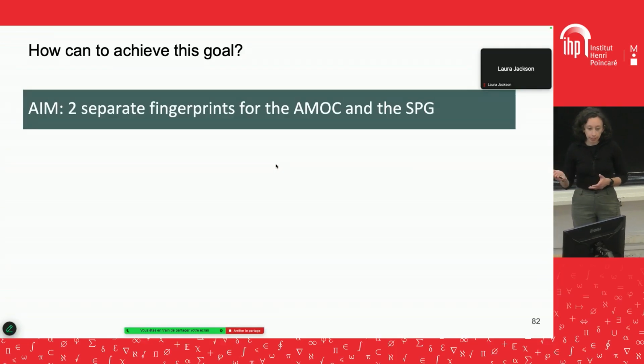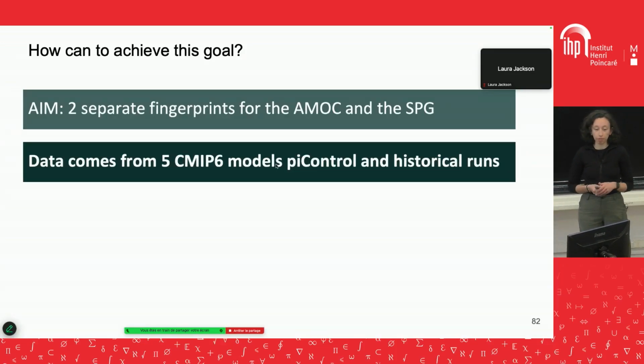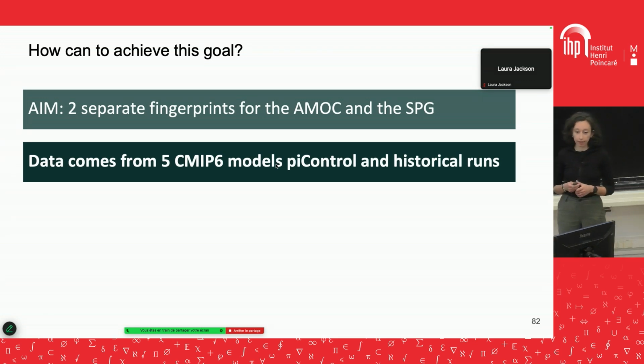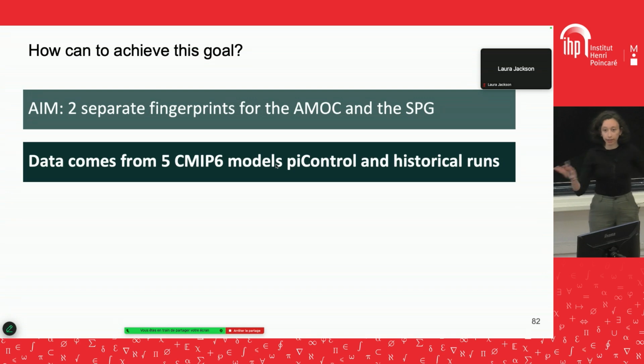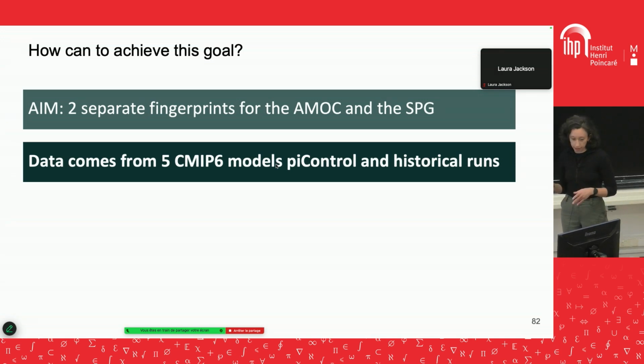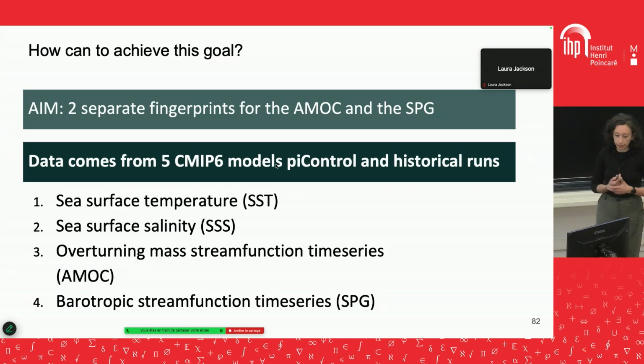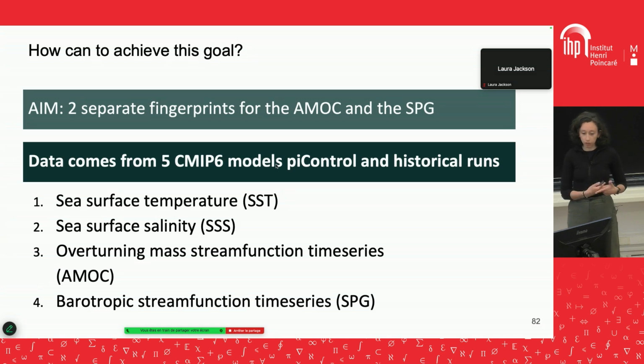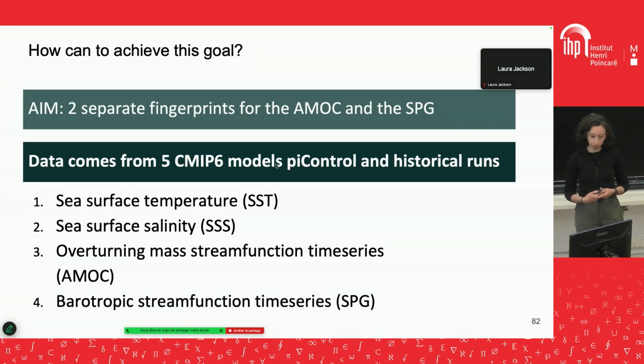My data firstly comes from 5 different CMIP6 models for the pre-industrial control run and the historical run. I have chosen these 5 models based on the length of the PI control time series and also different ocean models, because the training of my models has been done on the PI control, and the historical run has been unseen by the machine learning model. The data is sea surface temperature and sea surface salinity. I use the overturning mass stream function at 40 degrees north for the AMOC, and the minimum of the barotropic stream function in the North Atlantic for the SPG.